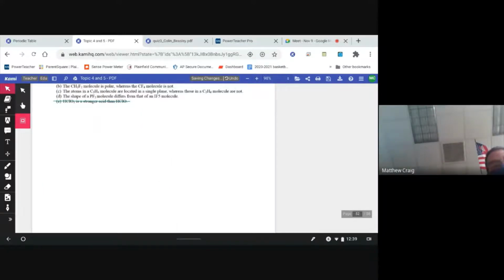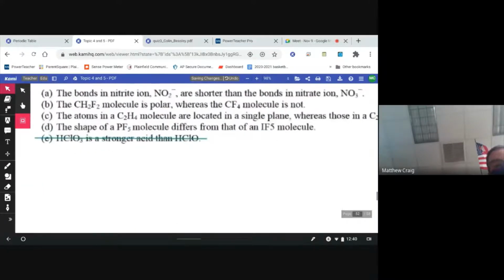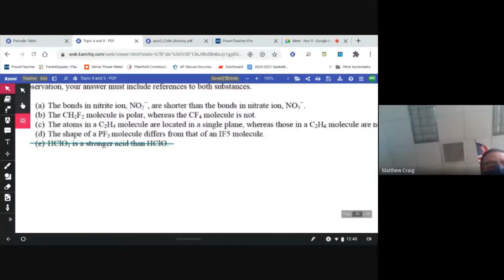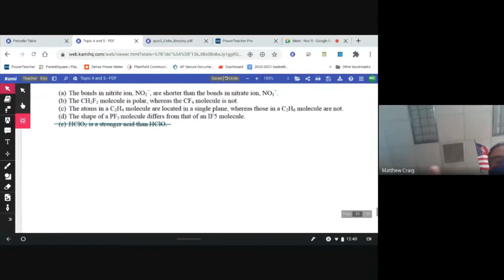All right. Letter B. Uh-oh. The CH2F2 molecule is polar. Boy, this is a no-brainer. Whereas the CF4 molecule is not.